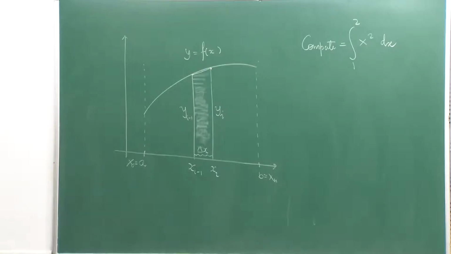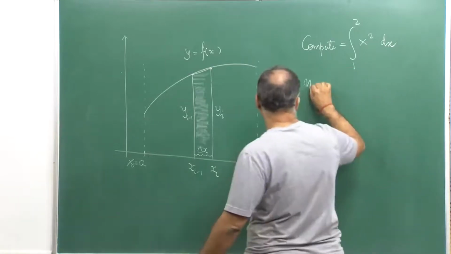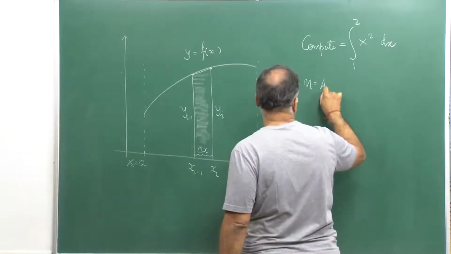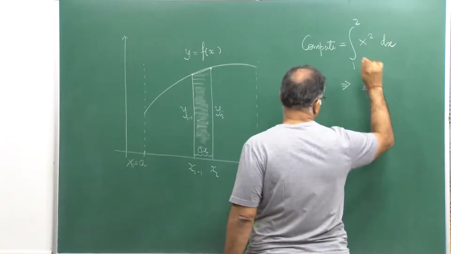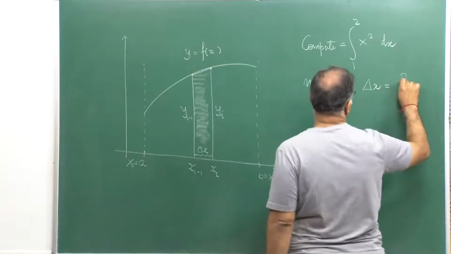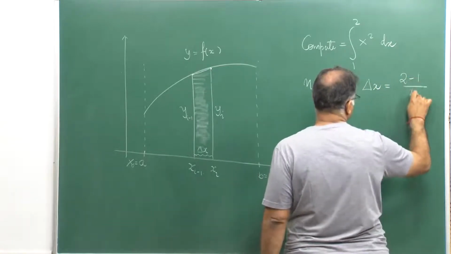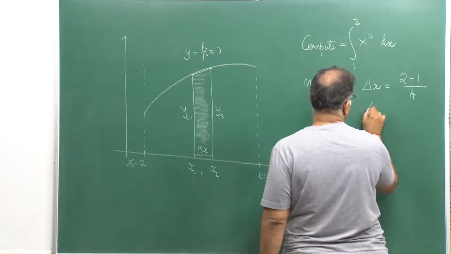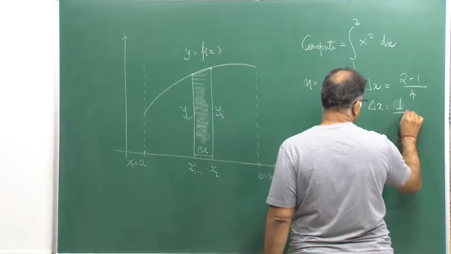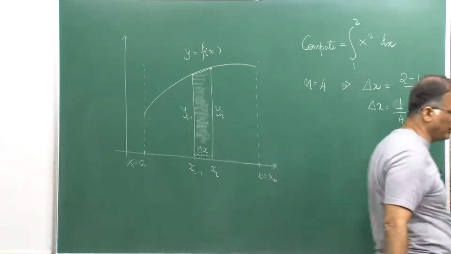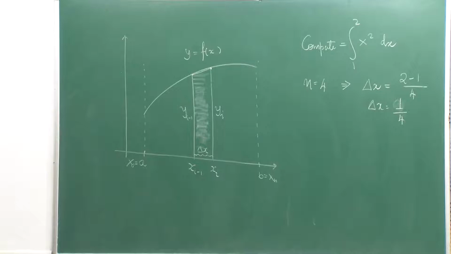Now, let me take n equal to 4. So, divide this interval from 1 to 2 into n equal to 4 parts. You could make it 5 or 6 or 7, it does not matter. With n equal to 4, delta x would be (2 minus 1) by 4, so delta x would be 1 by 4. So, 1 by 4 is quite a small length, you could make it smaller of course, that is a different issue.